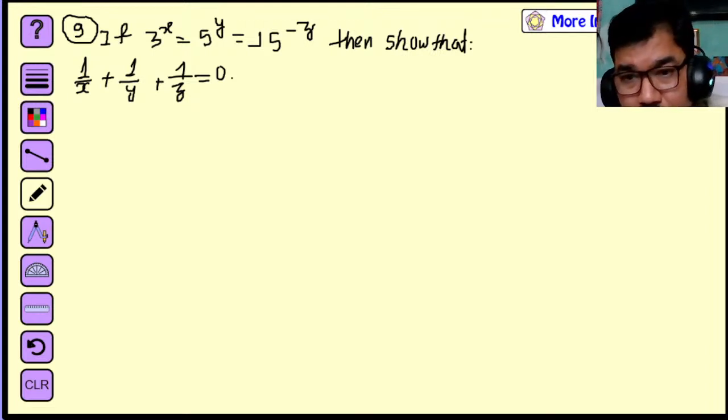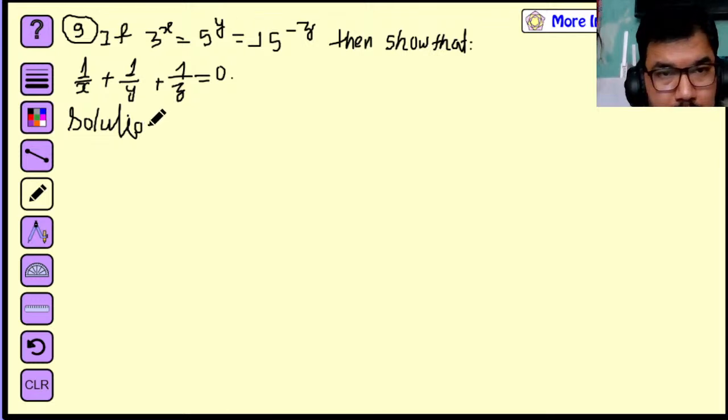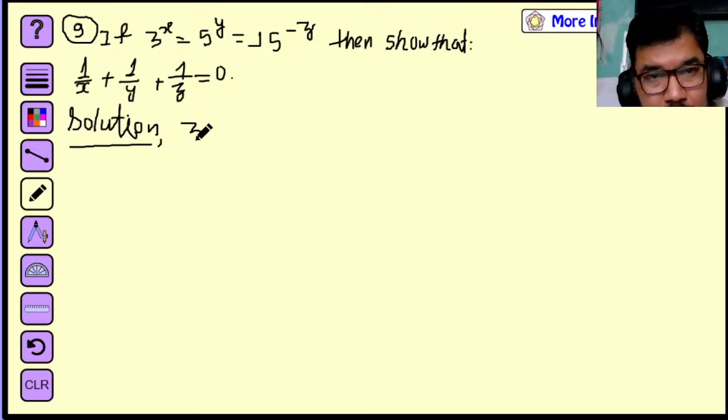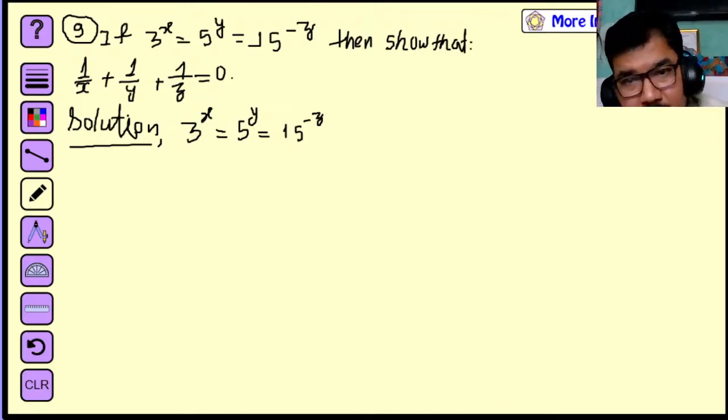Okay, look, I'm going to show you the question number 9 first. See here children, in this question number 9, write the solution first. In the solution, what is given on the first side? 3 to the power x is given, equals 5 to the power y, equals 15 to the power minus z. The power is given as minus z, right?